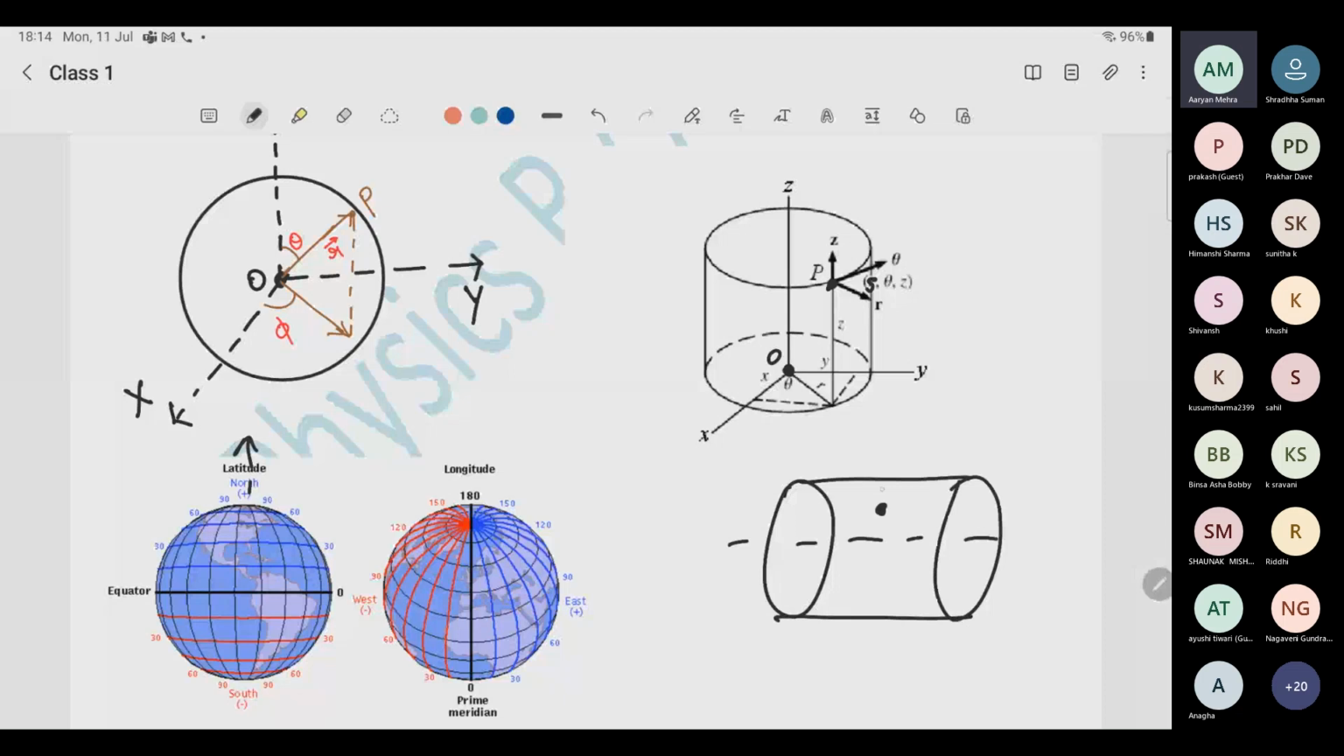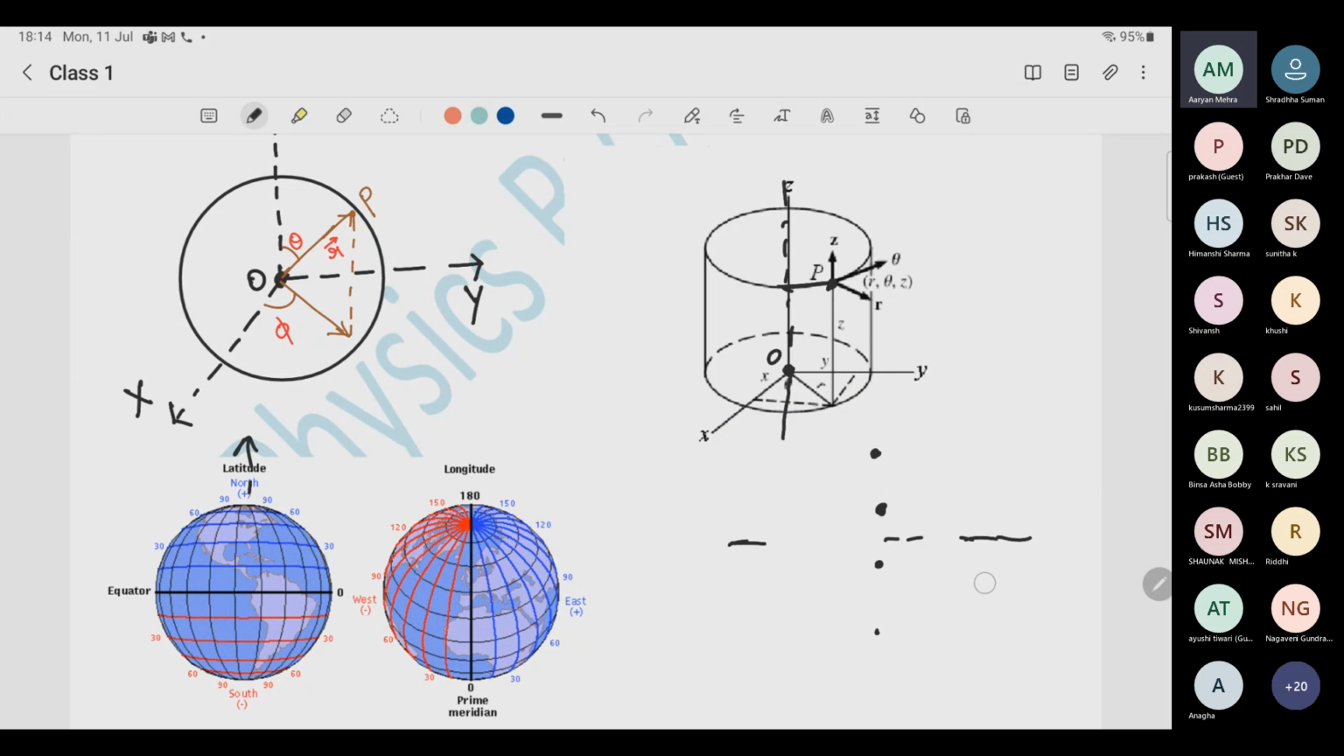Your point can be here, here, anywhere. So from the axis of the cylinder, what is the distance of your point? That is called S, or we can also say the radius of our cylinder. That is the number one coordinate.